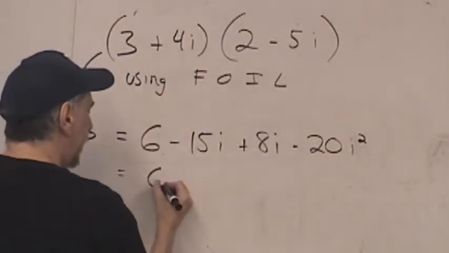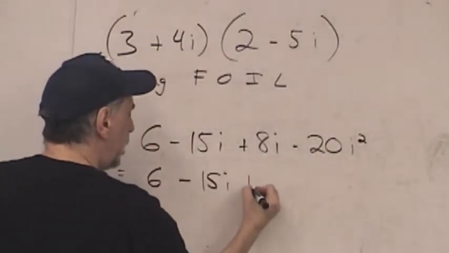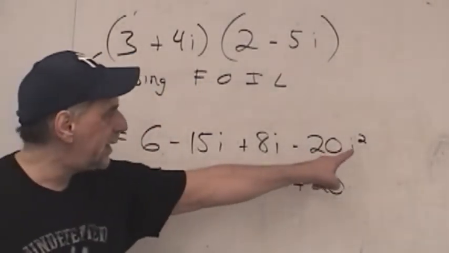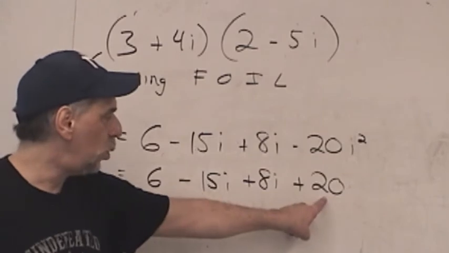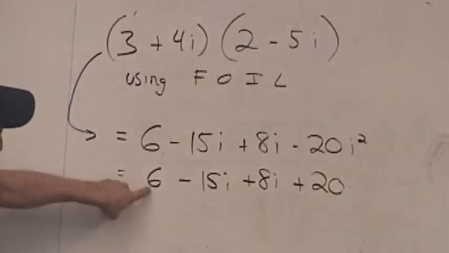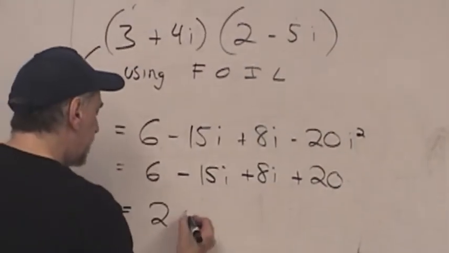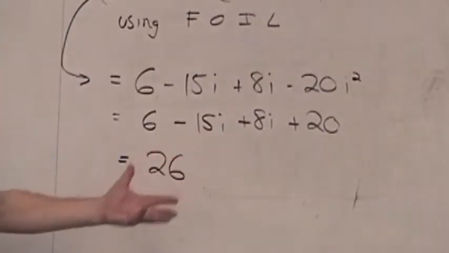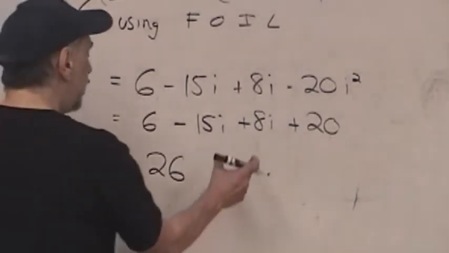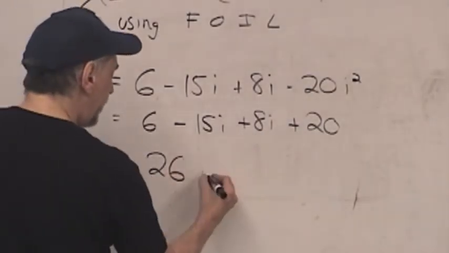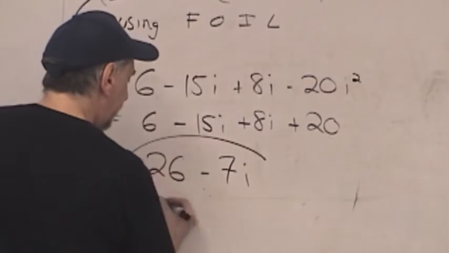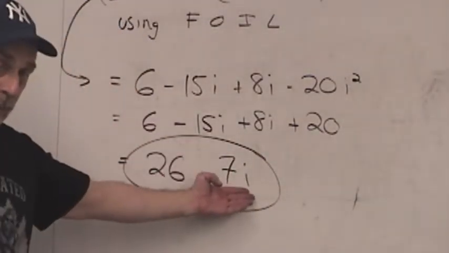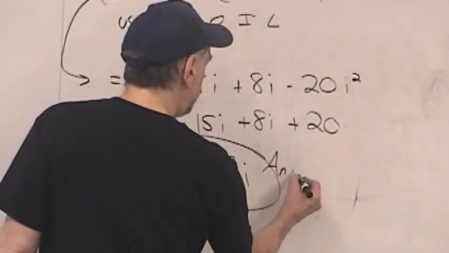All right, so let's just write that just to make everything clear. We get plus 20, right? Because negative 20 times negative 1 gives us positive 20. Now we combine that positive 20 with the positive 6 to get our positive 26 real part. We combine the imaginary parts just like we would any other similar terms. Negative 15 and positive 8 leave us with negative 7i in the proper form, real part plus or minus imaginary part. So that's our answer.